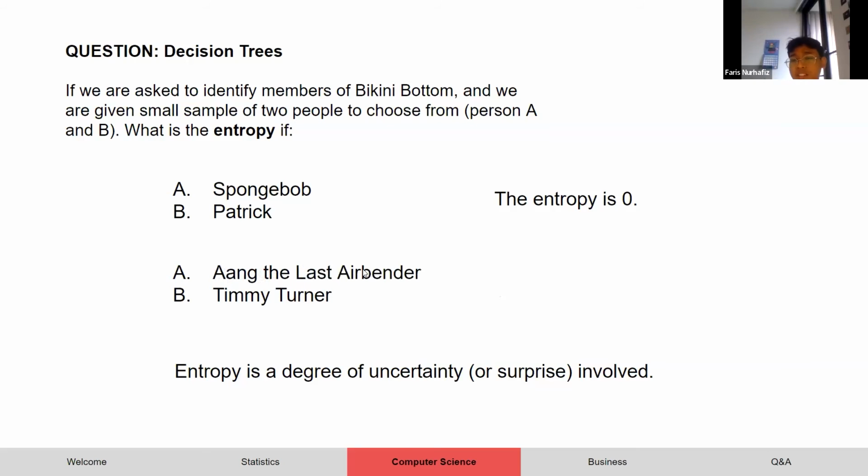What if we change the samples? Like we have Aang, the Last Airbender, and Timmy Turner as the second person in the sample. It turns out that the entropy is 0, primarily because there is no surprise involved, since none of them belong in Bikini Bottom.